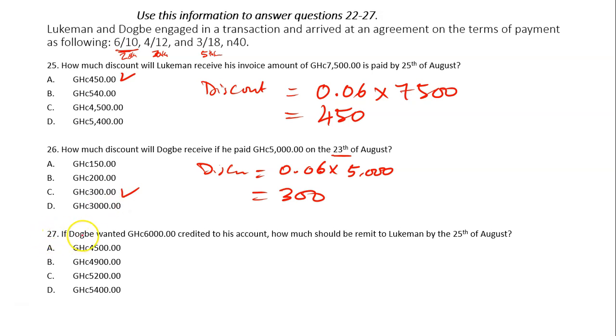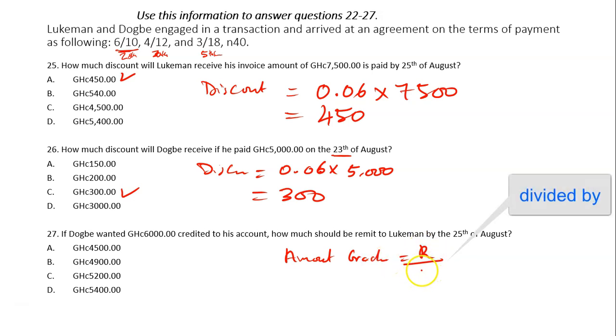27. If Dogbe wanted 6,000 Ghana cedis credited to his account, how much should he remit to Lukman by 25th of August? Now, to know the remit, it's important to know that the amount credited is equal to the remit times the complement rate.